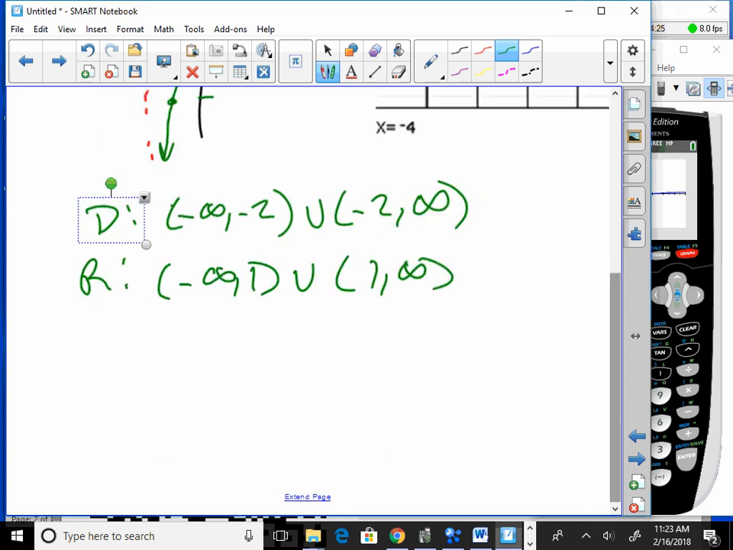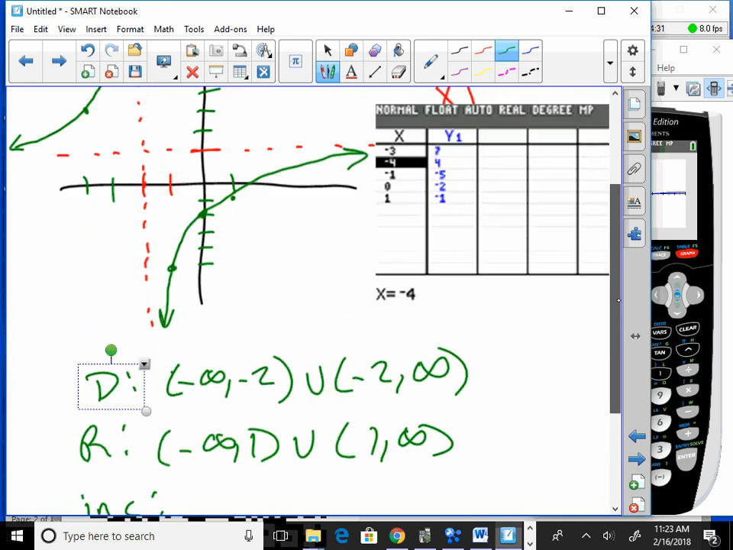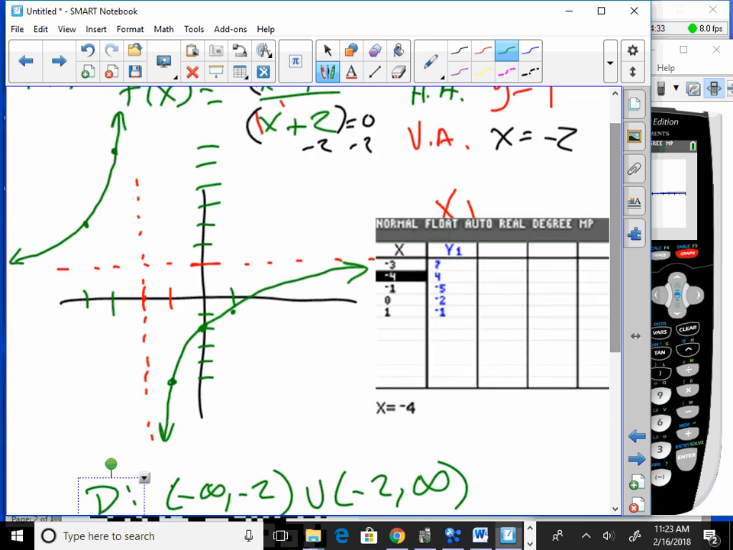Okay, now it also asks about the increasing intervals and decreasing intervals. So when it talks about increasing and decreasing, you're talking about movement from left to right. So from left to right, where is the graph increasing? From left to right, where is the graph decreasing? On this one, what is it doing? And so it's actually always increasing. Yeah, we won't have a decreasing interval for it because from left to right, the graph never is going downward.